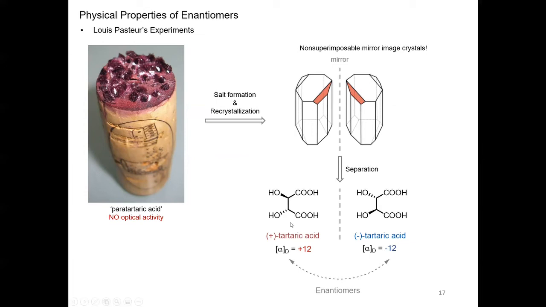So he separated them, and he found that the compound is indeed composed of 2 different compounds. One is plus tartaric acid, the other is minus tartaric acid. The plus one has a specific rotation, and the other one has the exact opposite specific rotation, meaning that they are enantiomers.